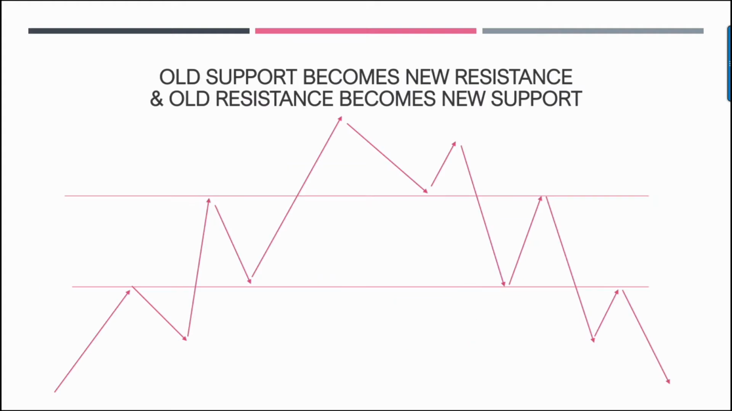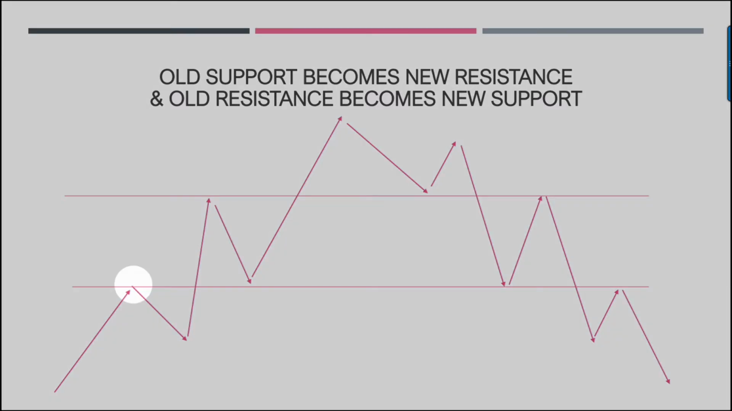Another thing to know is that old support becomes new resistance and old resistance becomes new support. So as you see in the bottom left of this graph, the price went up, rejected at this horizontal level, came back down a little, and then broke through in that third arrow. And then it hit another resistance level and then came back down to hit the support level, and it went back up.